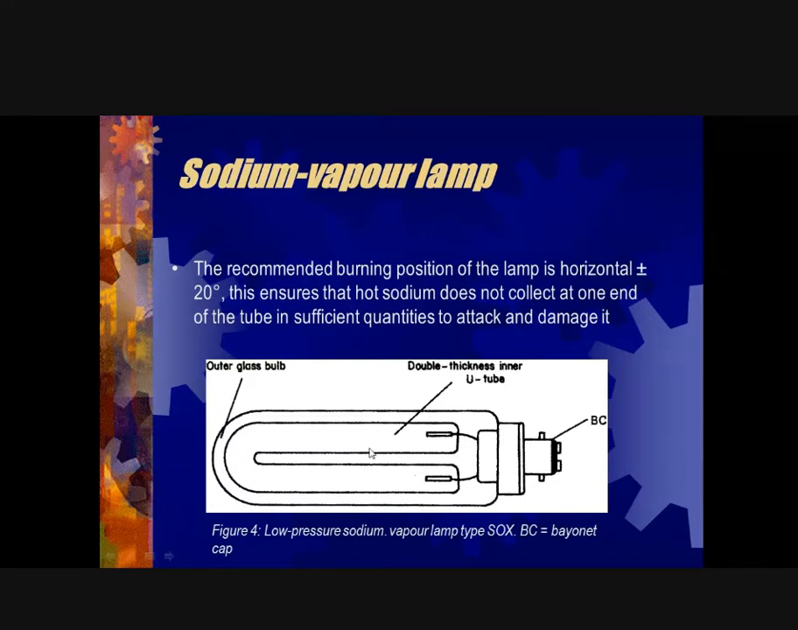Because of the sodium becoming hot, this is why we want to mount it in the horizontal position, so the sodium can be distributed evenly along the tube, right? If it's mounted in a vertical position, then what will happen is that it will be concentrated at the tips, at the tip here, or down here, and it will discharge. After a while, it will start to eat away at the protective layer.